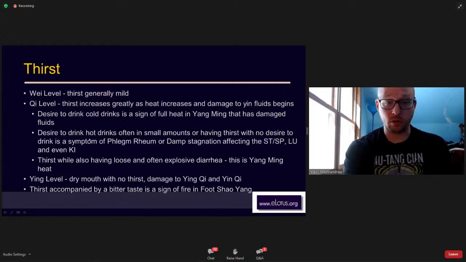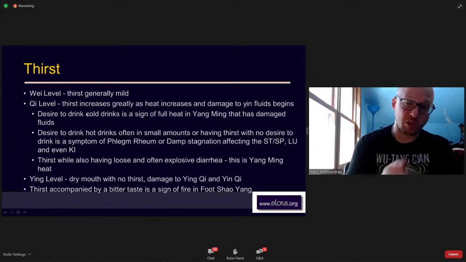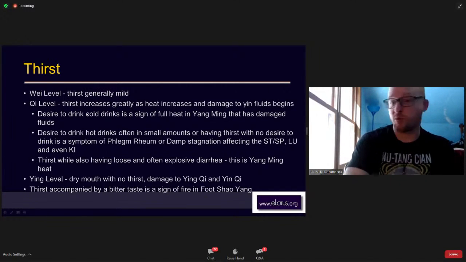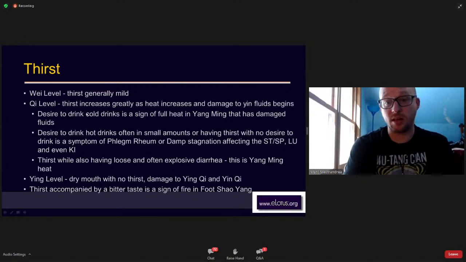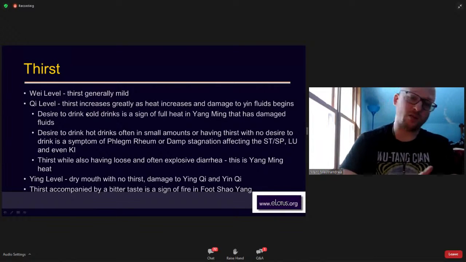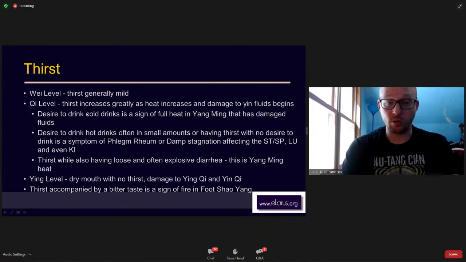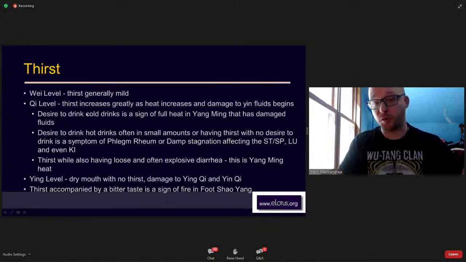So Ying level. If you have thirst in the Ying level, generally it's a dry mouth with no thirst. Generally, in this case, you can have some thirst. You're going to want to drink small sips, but a lot of times you won't have any thirst because the Ying Qi and the Yin Qi is damaged. So the spleen is so damaged it can't even do anything. It can't really transform, and you don't want anything. You have to make the person drink. They need to drink in this case, because their yin qi is so deficient. It's not so much a full heat sign.